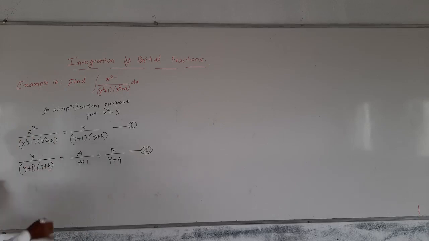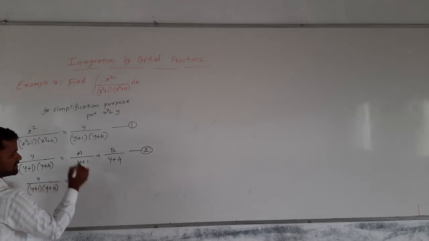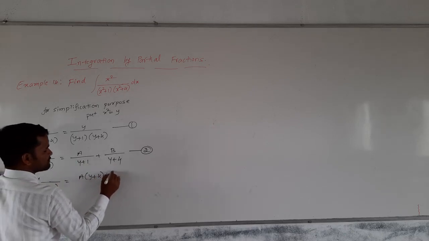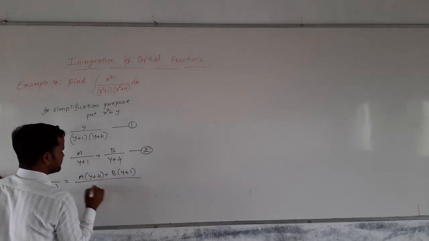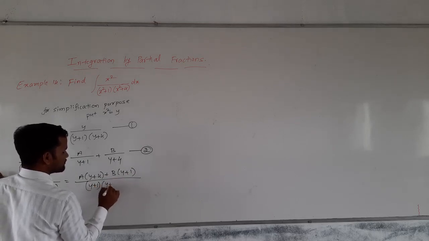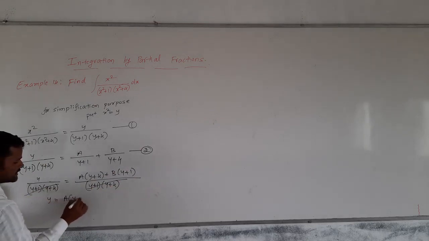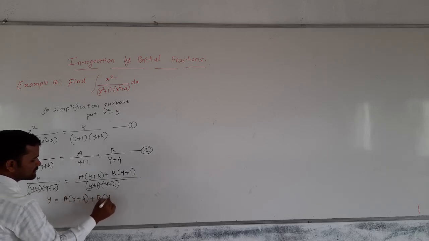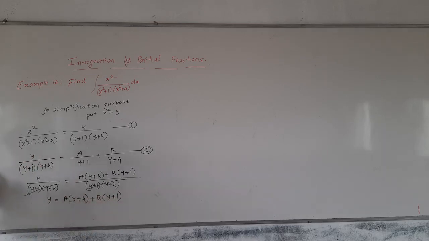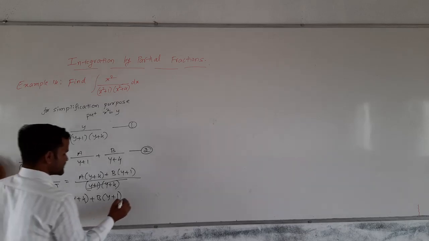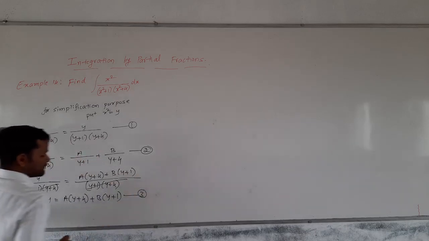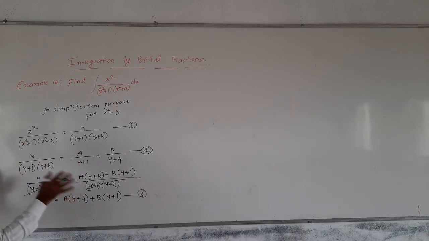Then if I simplify it further, we will have y by y plus 1 into y plus 4 equal to, cross multiplying, a into y plus 4 plus b into y plus 1 divided by y plus 1 into y plus 4. Y plus 1 into y plus 4 get cancelled. We have y is equal to a into y plus 4 plus b into y plus 1. Now to find out the values of a and b, it is very easy. Just by substituting the values of y, we will find out those. Let me name that as equation 3.